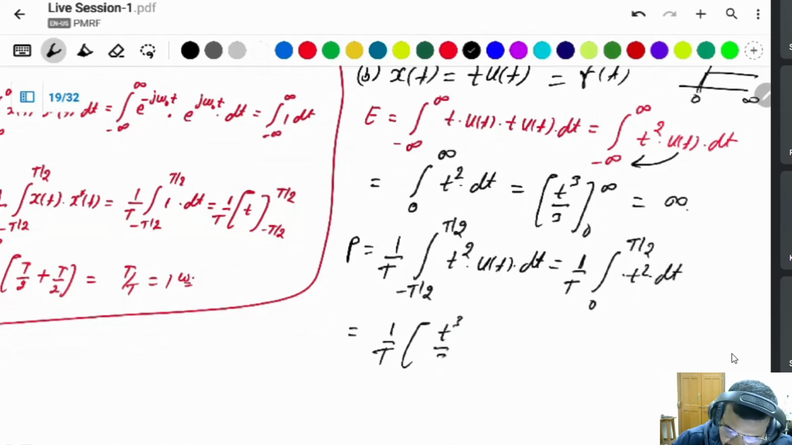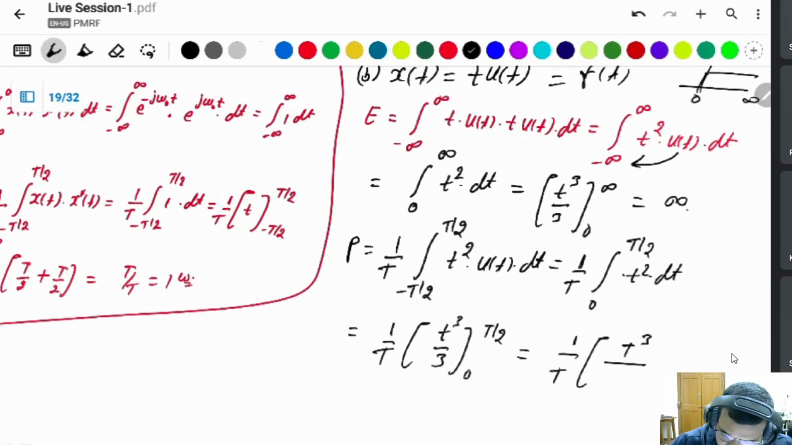Tq by 3, 0 to t by 2. This will be 1 by t, tq by 8 into 3, 24. This will also tend to infinity, then this will be t square by 24. As t tends to infinity, this is also infinity.